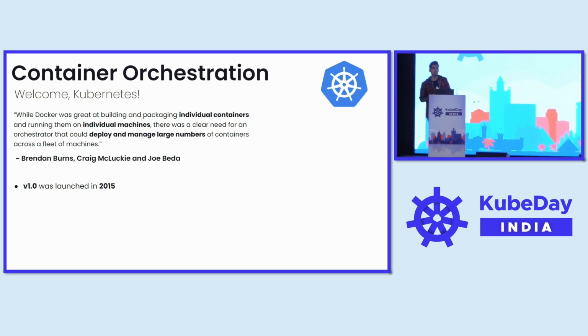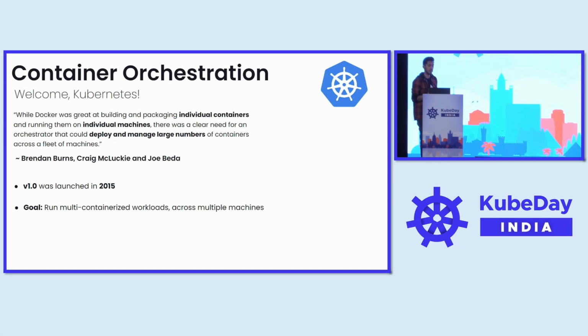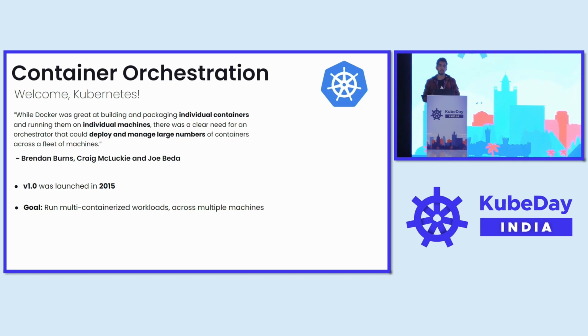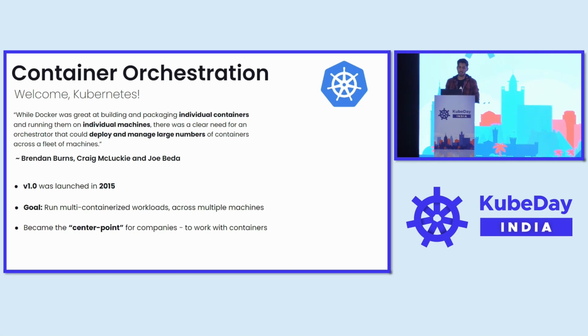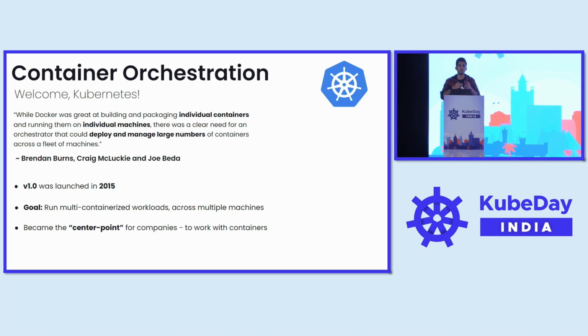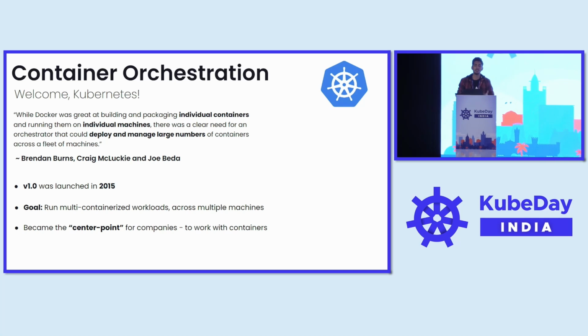So version 1.0 was launched in 2015, and the goal again was to run multi-containerized workloads or applications across multiple machines, a fleet of machines. And when Kubernetes was launched, it quickly became the center point for companies when it came to working with containers, right? Because when we are talking about a production use case, we definitely want to run multiple containers, and Kubernetes was the solution for that particular problem. And slowly, Kubernetes started to gain very much popularity in the ecosystem, and it got accepted into the CNCF as a sandbox project.